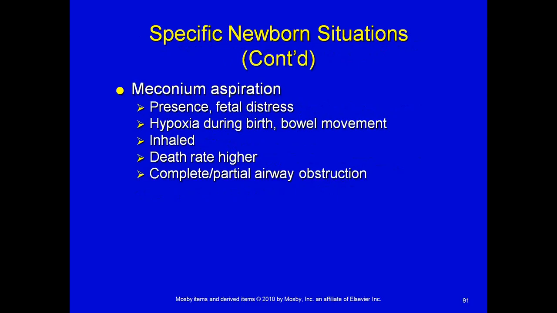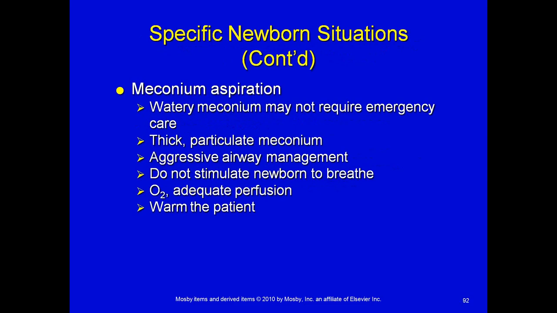Meconium is made up of swallowed amniotic fluid, mucus, fine hair, blood, and bile. Meconium aspiration may often be present in a fetal distress situation. So prior to birth, if you have them on a fetal heart monitor and you're monitoring the fetal activity, if they have decelerations, which would indicate some sort of fetal stress or fetal distress, it may be the result of meconium aspiration. But you'll know that when the head starts to be delivered, it's covered in this green, yellowish, thick meconium. The death rate obviously is higher when meconium aspiration occurs. It can cause a complete or partial airway obstruction.